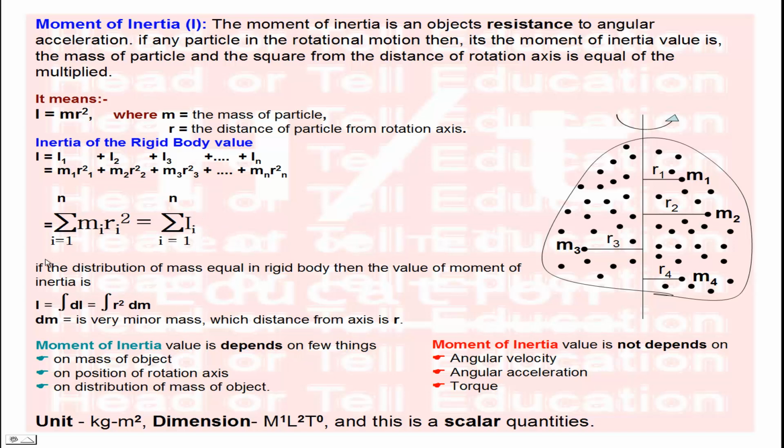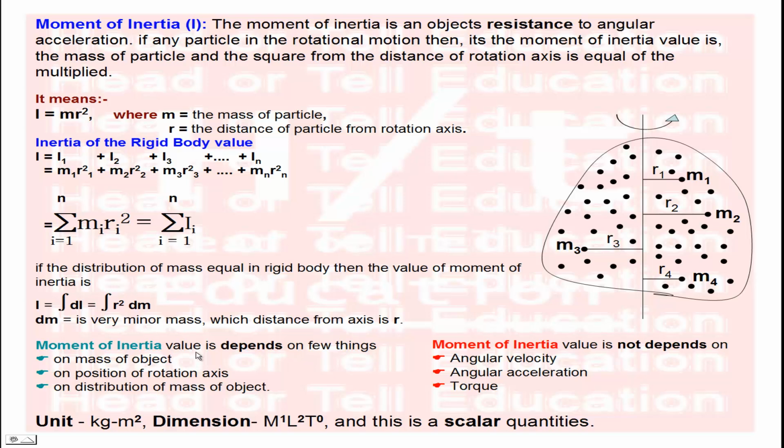Capital I. If the mass is continuously distributed in the rigid body, then the moment of inertia is I equals the integration of dI, which equals the integration of r square dm. Here dm is a very small mass of a particle at distance r from the axis. So we can calculate directly by using the integration I equals integration dI equals integration r square dm.